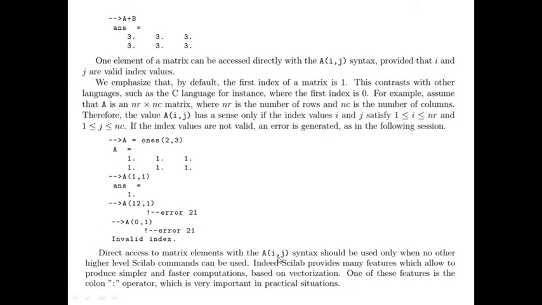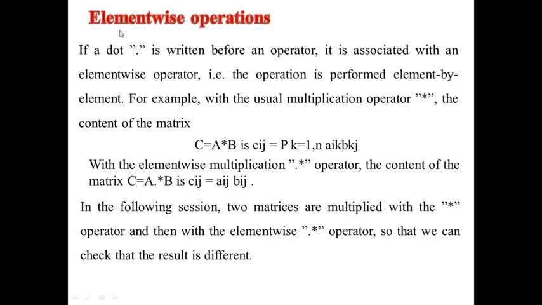So direct access of the elements can be done by using this A of i comma j. If you want to do any range of the values, that can be done by using this colon operator. Clear? Next one is the element-wise operations. What are these element-wise operations? If you want to apply a particular operation to each element, you can do it by using this dot operator. If a dot operator is written before an operator, it is associated with the element-wise operation, such that the operation is performed element by element.